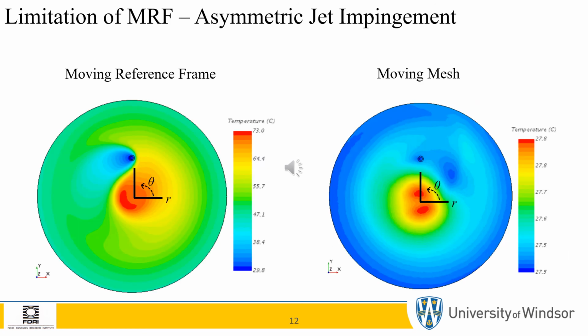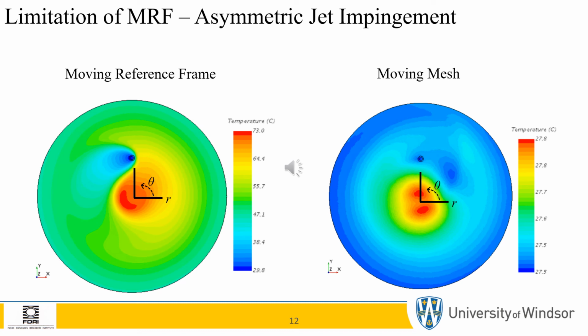I would like to end this presentation by highlighting a major disadvantage to the moving reference frame approach. This is mainly under asymmetric conditions where the moving reference frame will tend to fail. Using moving reference frames, we can see the effective rotation. However, this effect is only seen for a specific geometrical position of the disk, whereas for moving mesh, since the mesh is physically rotating, we can see this cooling effect is more practical.